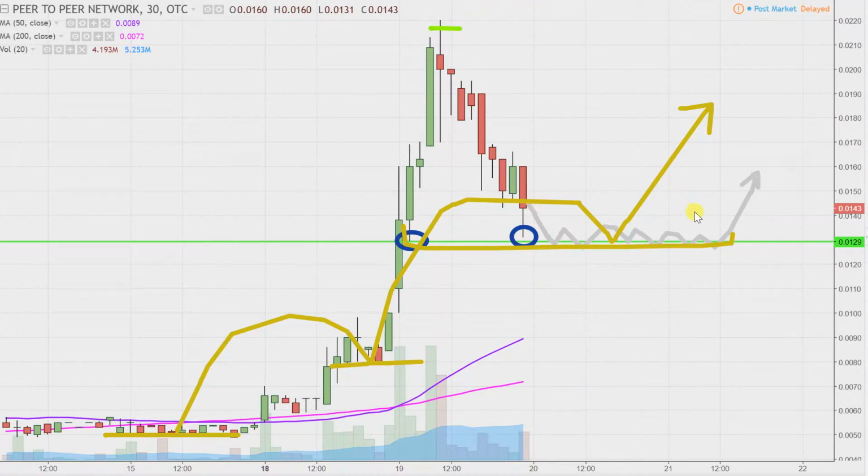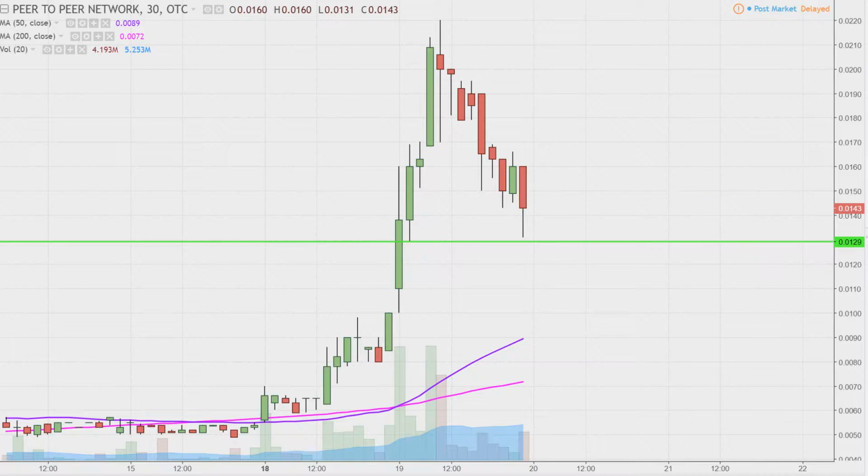But that's where I try to kind of offer up a warning that I would be talking about things from the viewpoint of somebody with a longer time horizon. So yeah, 0.013, that initial area of support that you'd want to see hold. If that doesn't hold, then in my opinion, that kind of must hold level is that purple line right there, which is the 50-period simple moving average.